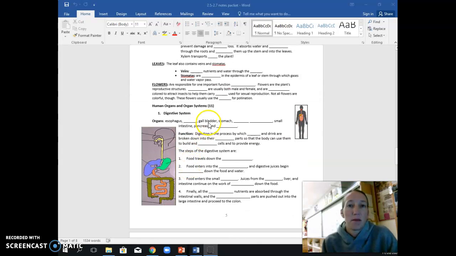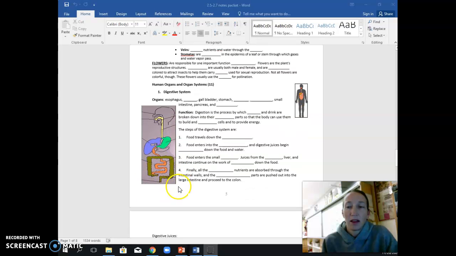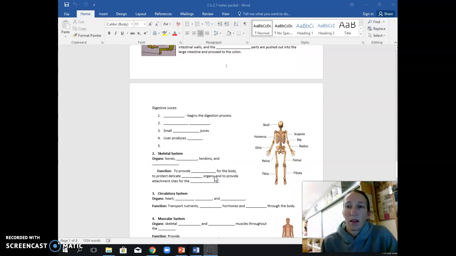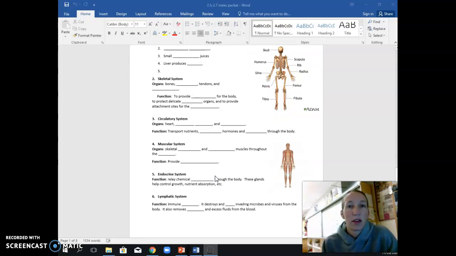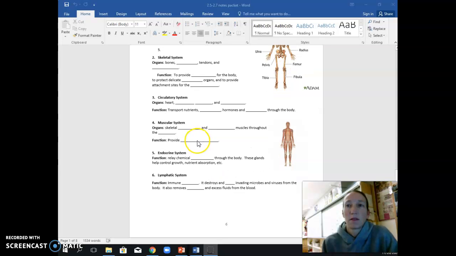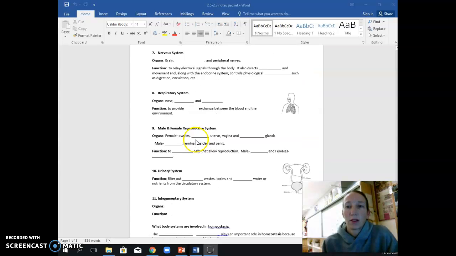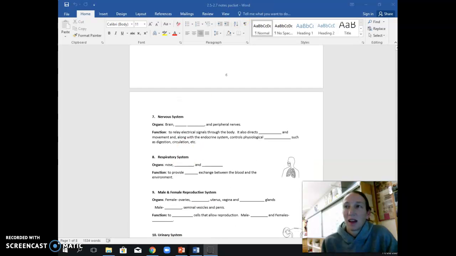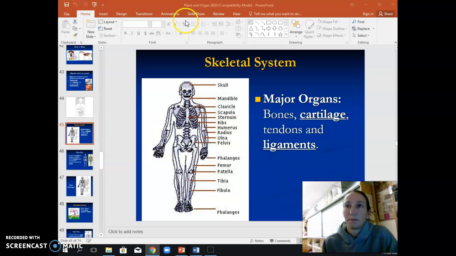All right, and then yesterday I went over the digestive system and the path that the food travels until it finally exits out of the body, and then the juices that are associated with the digestive system. So today we're going to go over the other 10 systems. So 2 through 11, and then we'll stop there. Okay. All right, so I'm going to pull up that notes packet.